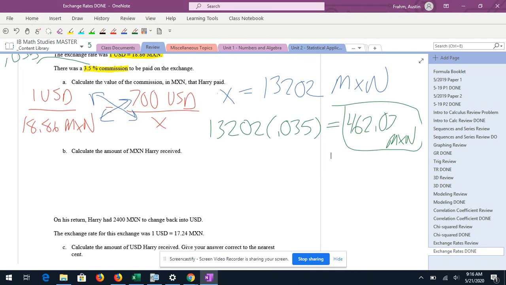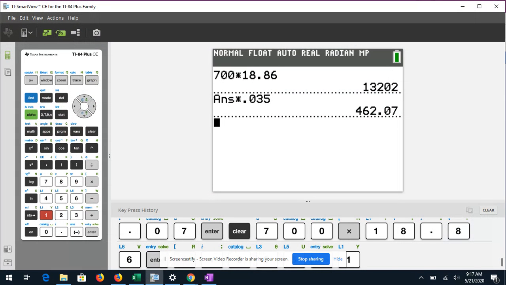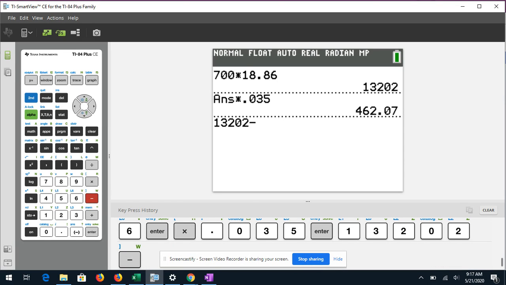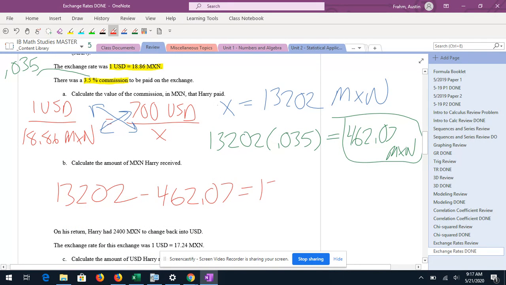Part B then says calculate the amount of pesos Harry received. Well, since we know the original amount of pesos he received and the commission amount that the bank is going to take away, we just need to subtract those two numbers. So 13,202 minus 462.07. And he is left with 12,739.93 pesos.